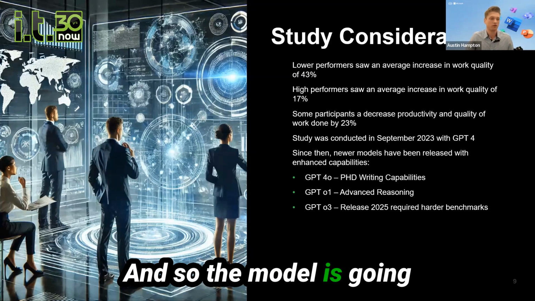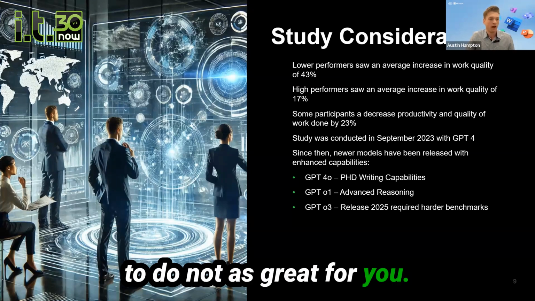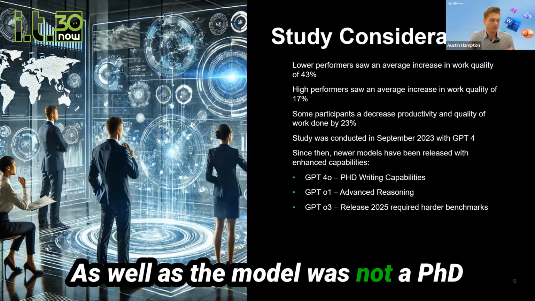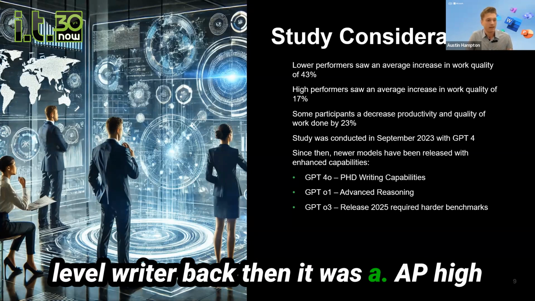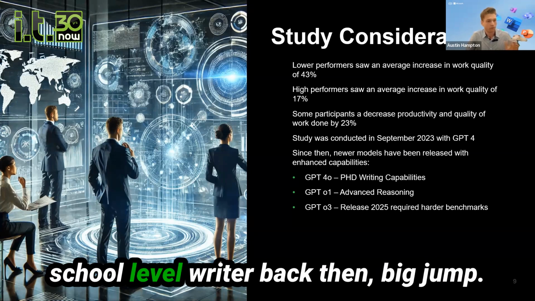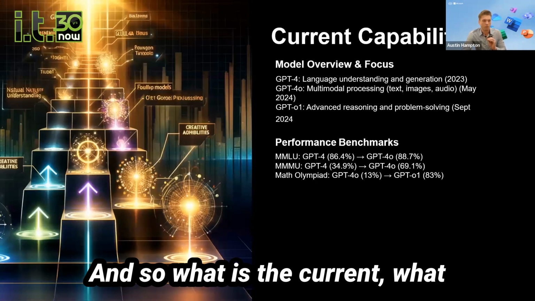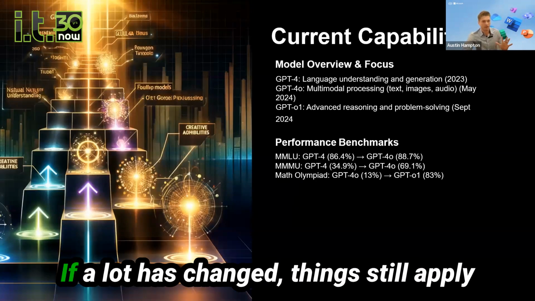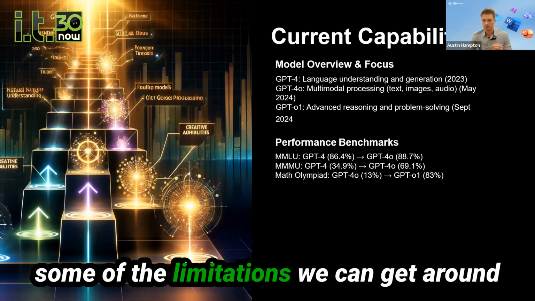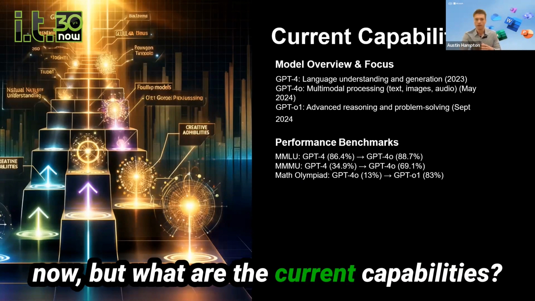And so the model was going to do not as great for you. The model was not a PhD level writer back then. It was an AP high school level writer back then. Big jump. If a lot has changed but things still apply, and some of the limitations we can get around now, what are the current capabilities?